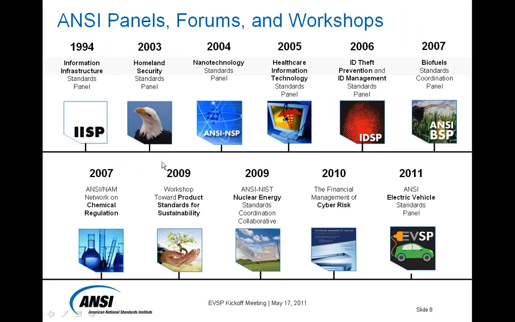This slide shows, as we've talked before, the history of some of these types of activities called panels. And we've done this going all the way back to information infrastructure, homeland security, nanotechnology, coming forward through a whole different range of activities: chemical regulation, sustainability, nuclear energy, cyber risk, and electric vehicles now in 2011. These are a process that has been both honed over time and I think works well over time to try to bring a lot of different stakeholders together.